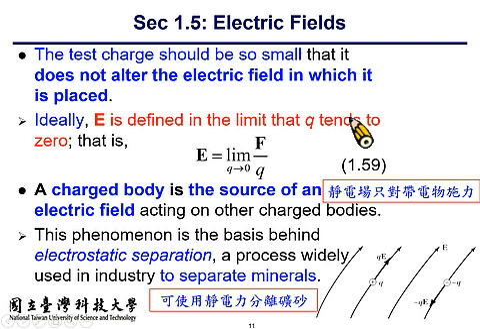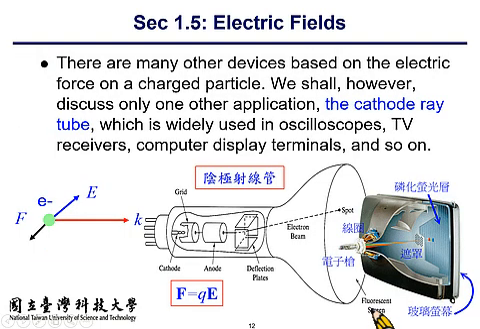Okay, so a charged body is the source of an electrical field. I already said that at the beginning of the class. The other thing is the electrical field only exerts electrical force on charged particles. And using this relationship, we can do some applications. One example is stated down below. This is the so-called electrostatic separation, that you can use electrical force to separate minerals. 用静电力来分离矿砂了。Okay, and here is another example.